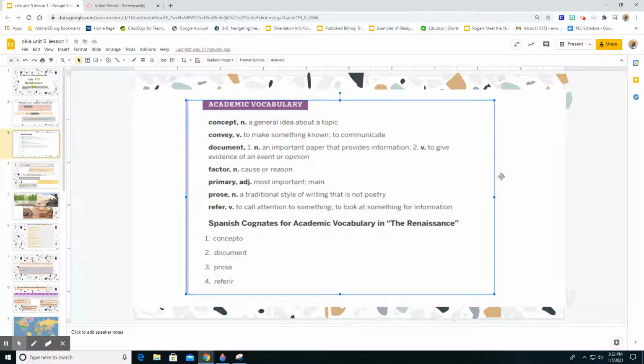Also, at the bottom, you have some Spanish cognate words for academic vocabulary. These are some of the words that are Spanish cognates, which means the same. So, for example, number one, concepto, which is the Spanish cognate of concept. Then for number two, you have documents, but I'm pretty sure that's not pronounced right. And then your third word is prosa, which is the Spanish cognate for prose. And then your number four is refer, which is the same for the Spanish cognate. I apologize if I'm pronouncing those wrong, but it's the Spanish cognate, so it's the same. It looks similar to its meaning in English.